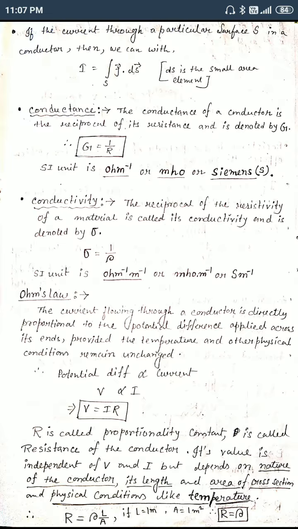Okay. So if we consider L equals 1 meter and A equals 1 meter square, for unit length and unit area of cross section, the resistance of a conductor is equal to the resistivity of the conductor. R equals rho. Understood? That means high resistivity, poor conductor; low resistivity, good conductor.